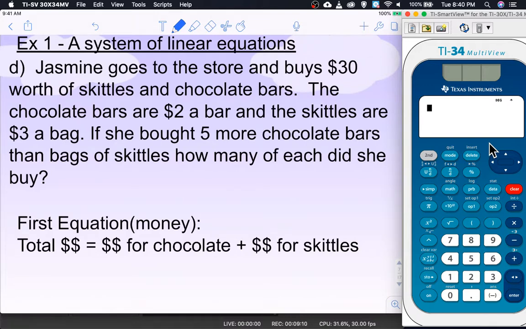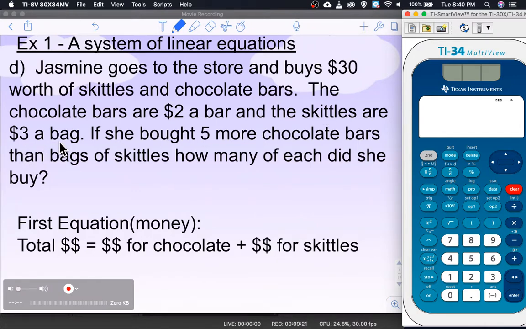Little word problem. Says Jasmine goes to the store and buys $30 worth of Skittles and chocolate bars. The chocolate bars are $2 a bar and the Skittles are $3 a bag. If she bought 5 more chocolate bars than bags of Skittles, how many of each did she buy?